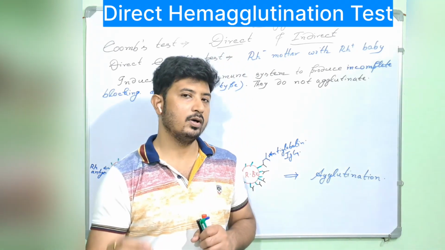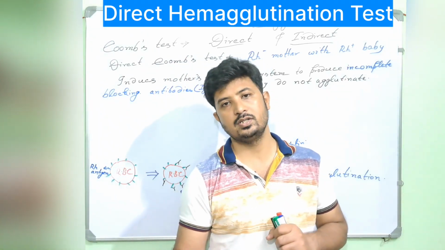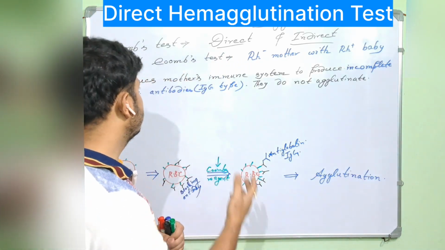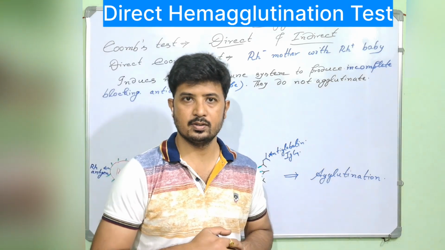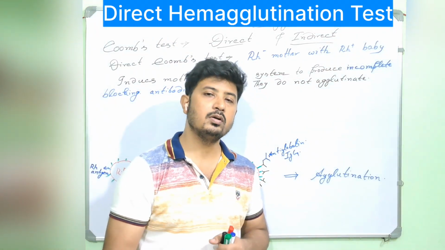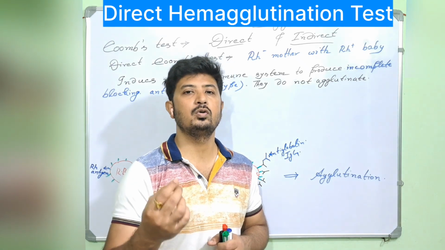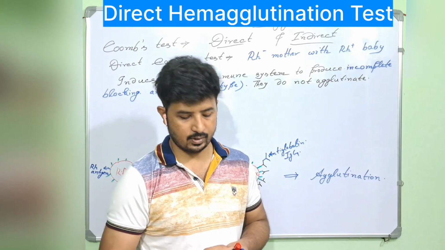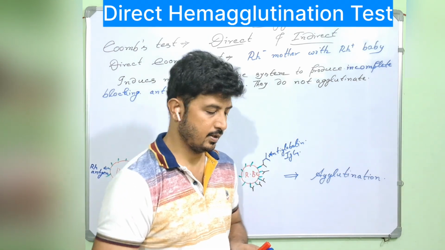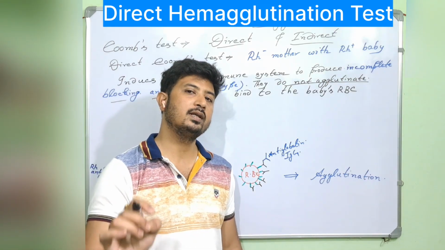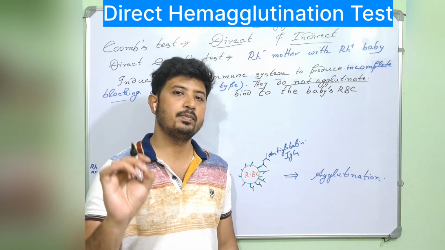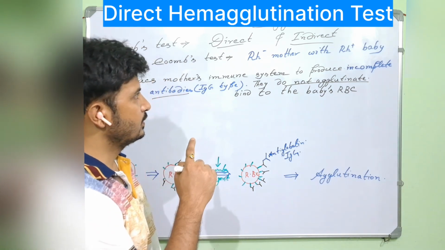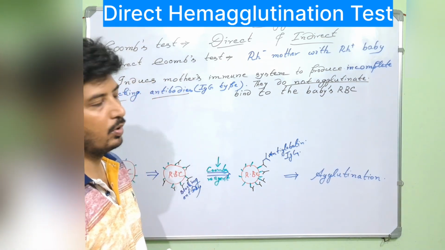So these antibodies which are produced against this Rh positive baby's RBC are nothing but the incomplete or blocking antibodies. Why is it incomplete? Because these antibodies are not totally structured to agglutinate the baby's RBC, at least in the first pregnancy, because it is only blocking the Rh antigen present on the surface of the RBCs from the baby. Now, this is the scenario that happens inside the body.